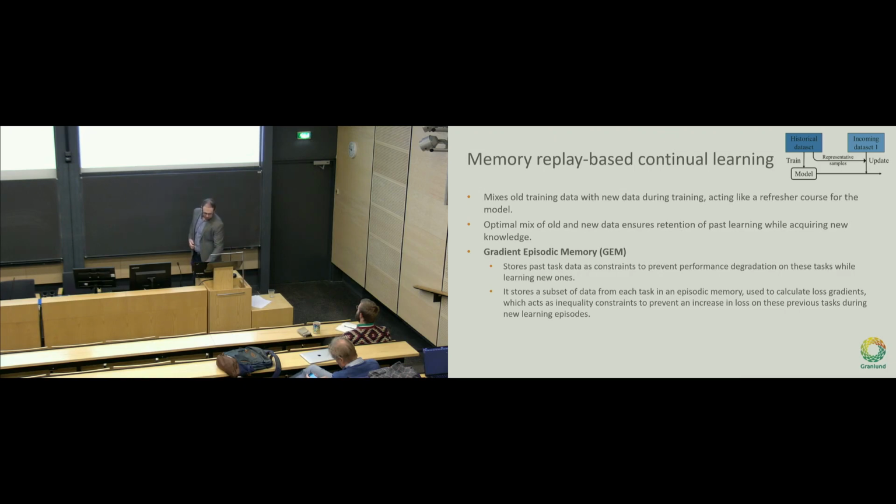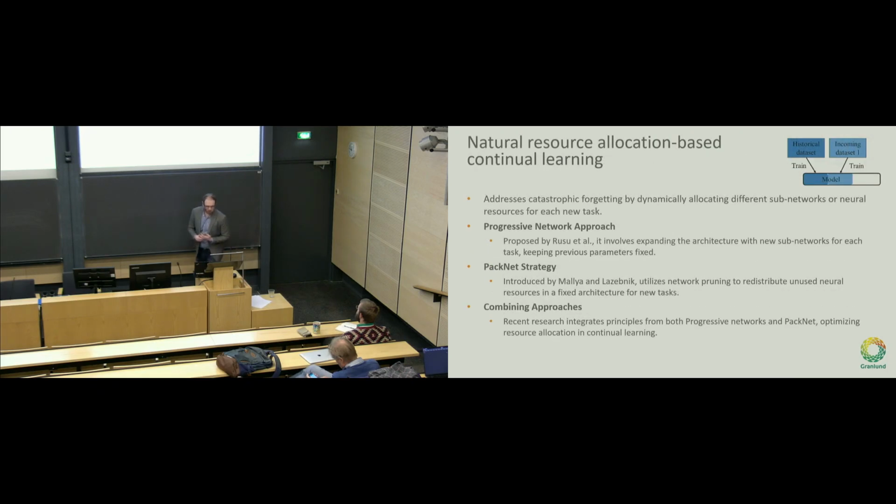And the last one is this natural resource allocation. As I said, in brief, it's enlarging the network. So you freeze the model that has been trained on the previous task, and then you just make it bigger, and this bigger part learns these new things.